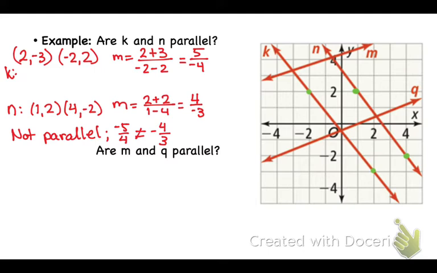So are M and Q parallel? I want you to do it on your own. Find 2 points for each. Find your slope and see if they're parallel. M is up at the top and Q is at the bottom.